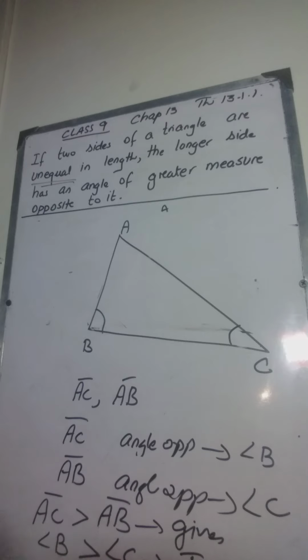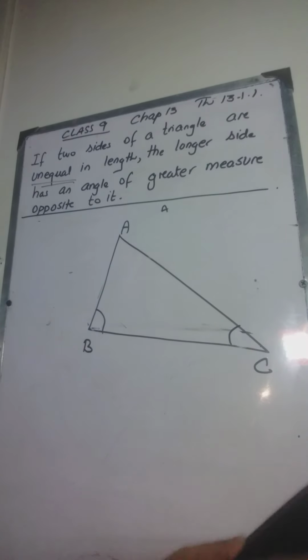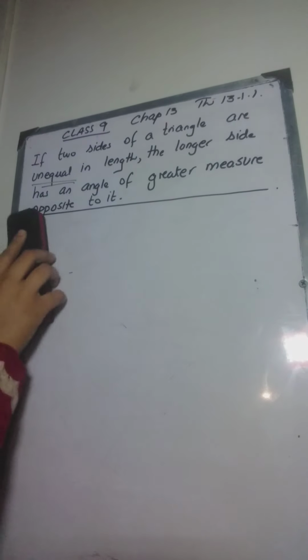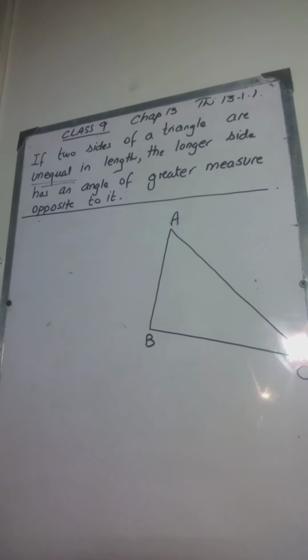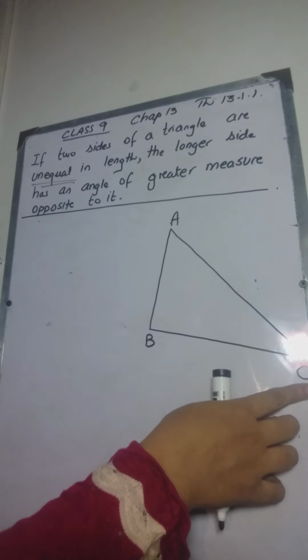Now let's start the theorem. Well, this was the main concept of this theorem. We have to prove it. We are going to take a triangle and then we are going to do a few steps of construction, and with the help of that we are going to prove our theorem. So let us take a triangle ABC.